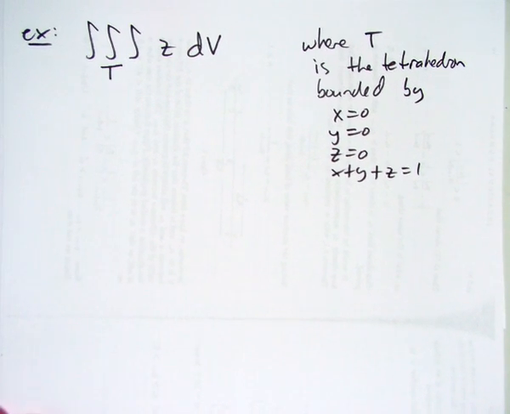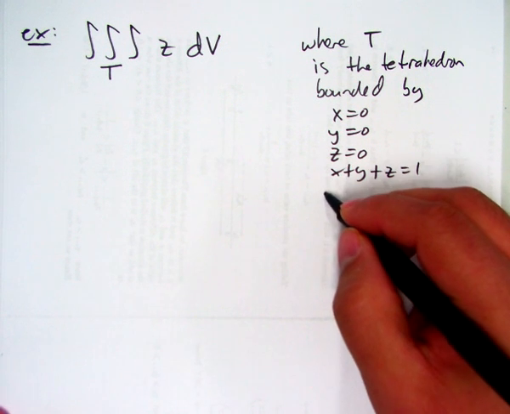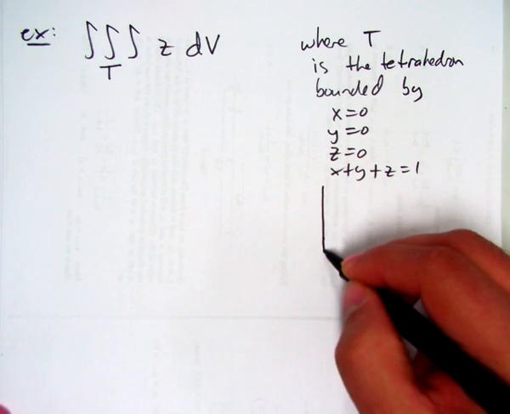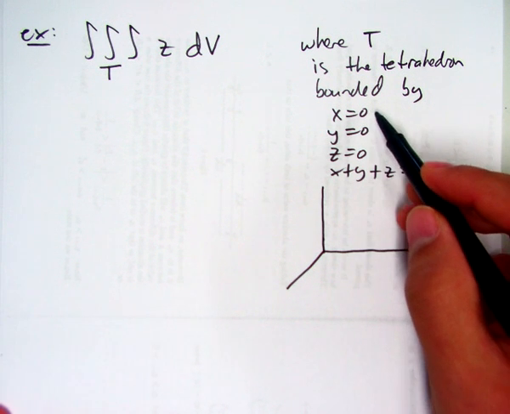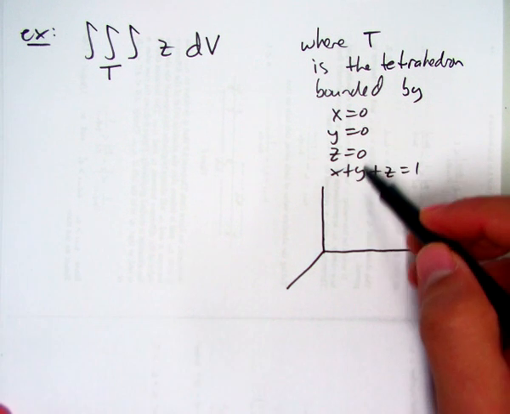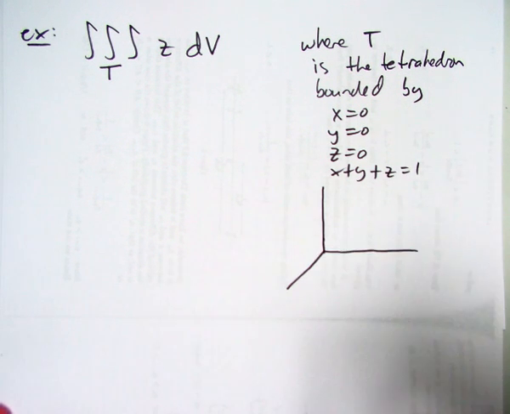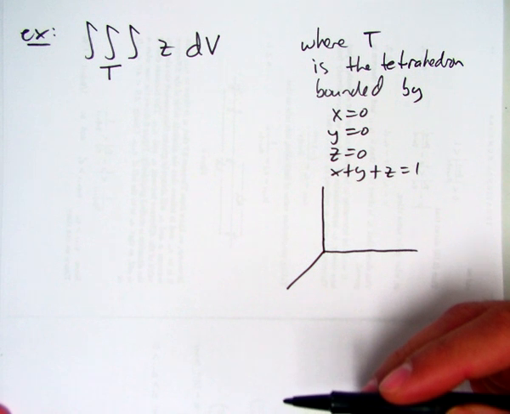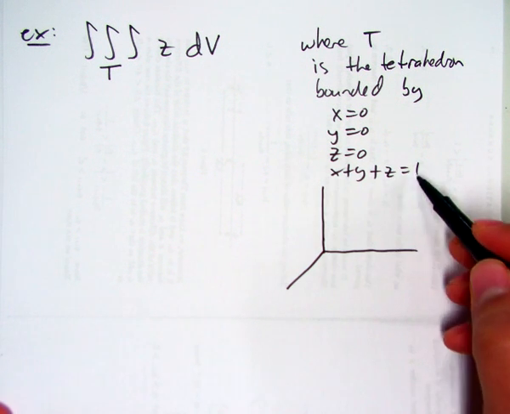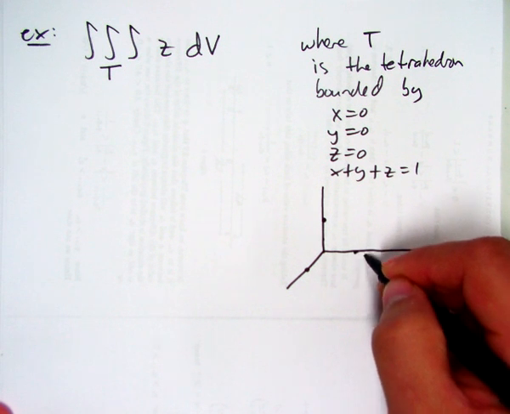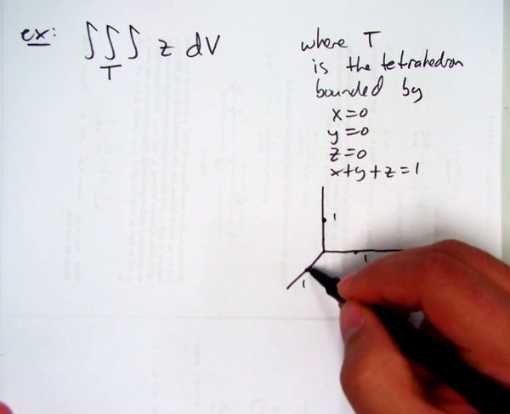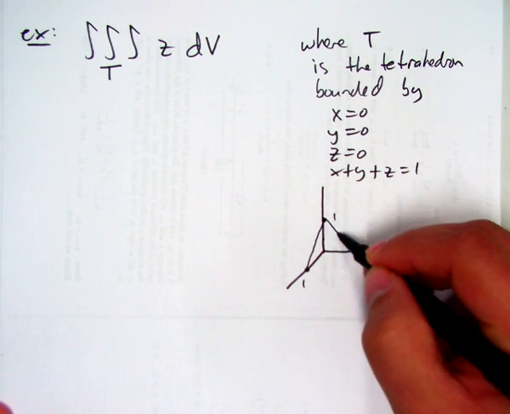So, if I sketch this real quick, x, y, and z equaling 0 mean that essentially the coordinate planes are the boundaries. In addition, we have this plane with x, y, and z intercepts of 1 that cuts through, and this is how we get the tetrahedron.